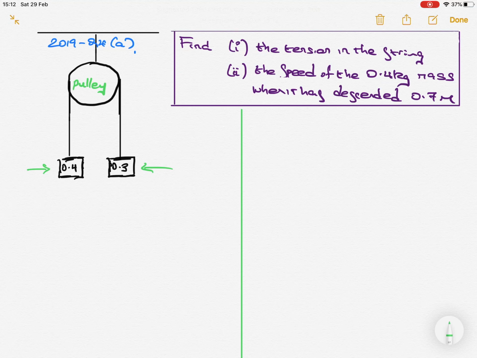The system is released from rest, and we're asked to find two things. We're asked to find the tension in the string, and we're asked to find the speed of the 0.4 kilogram mass, this mass here, when it has descended 0.7 meters.